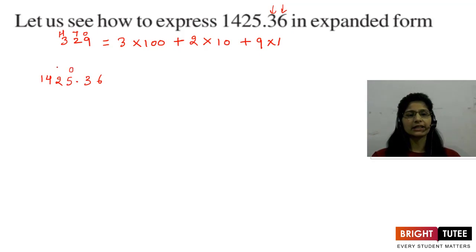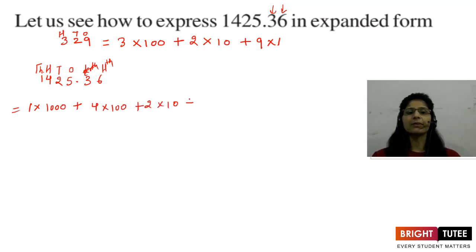1425.36. So this is ones, tens, hundreds, thousands. This is 10th and this is 100th. So we will write it as 1 into 1000, multiplied with the place value, 4 multiplied with 100, plus 2 multiplied with 10, plus 5 multiplied with 1, plus 3 is at the 10th place, 3 multiplied with 1 upon 10, plus 6 multiplied with 1 upon 100.